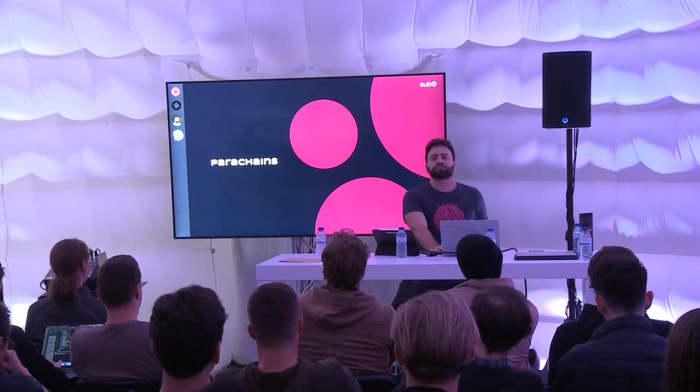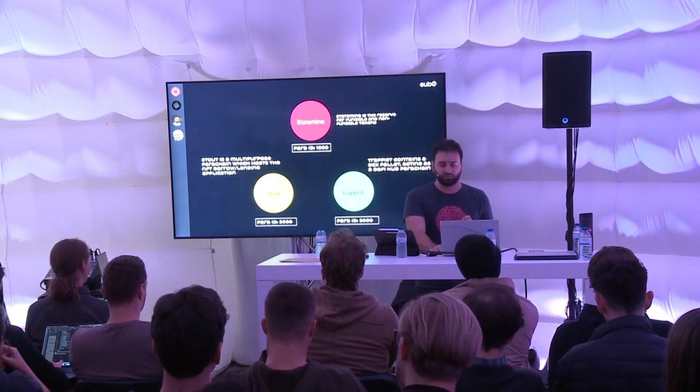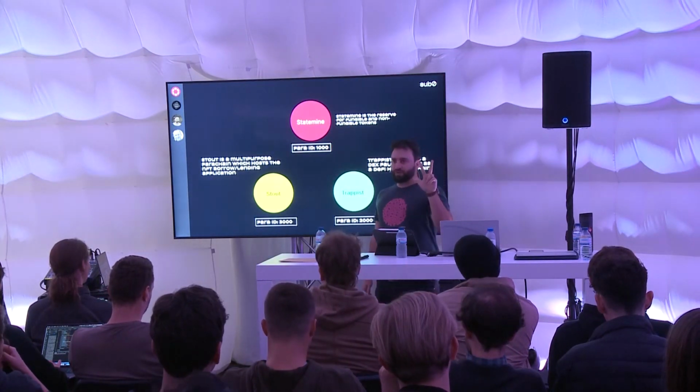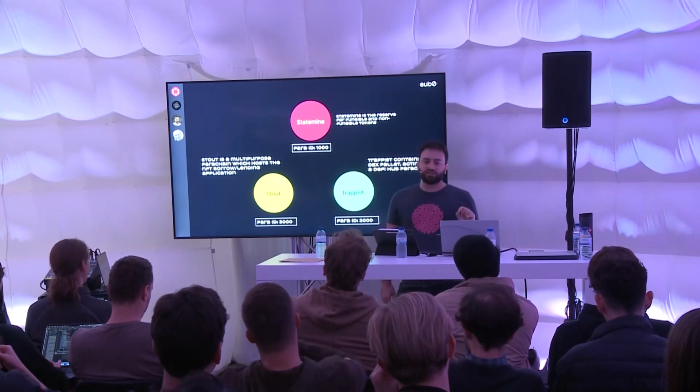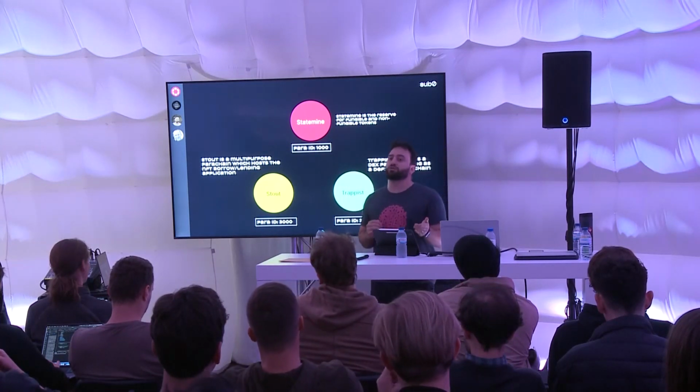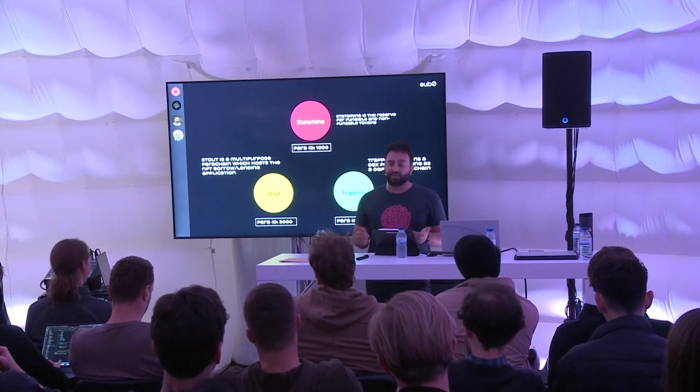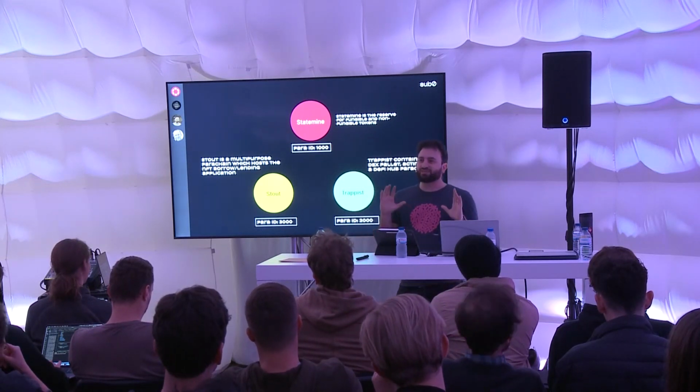Let's start speaking about what we are going to use for this use case. We'll use three parachains. The first one is Statemine, which, for those who don't know, is a common good parachain that will work as a reserve.